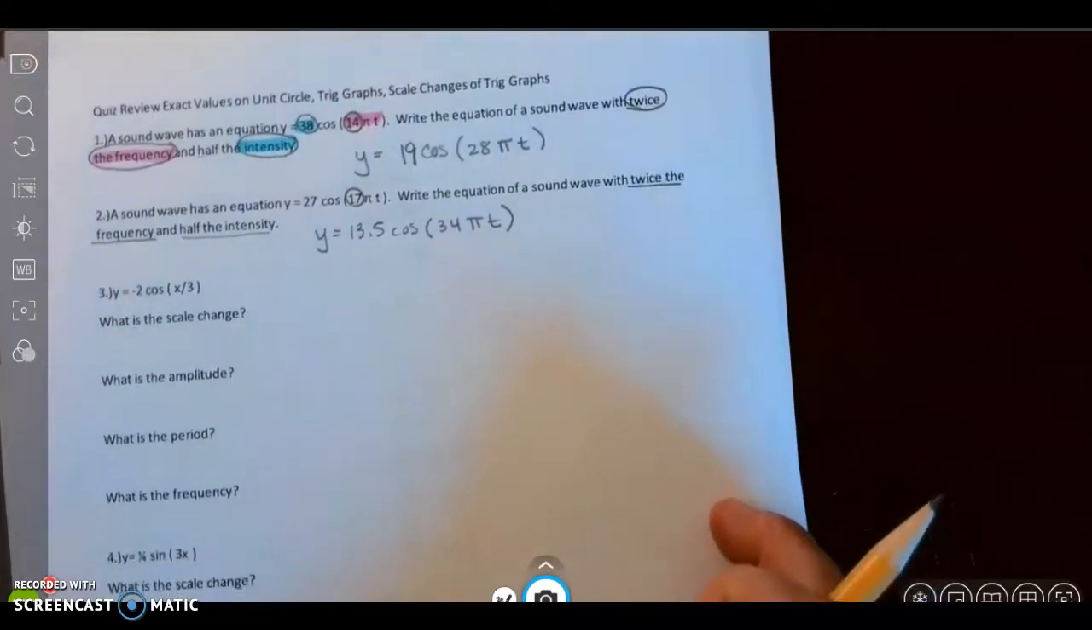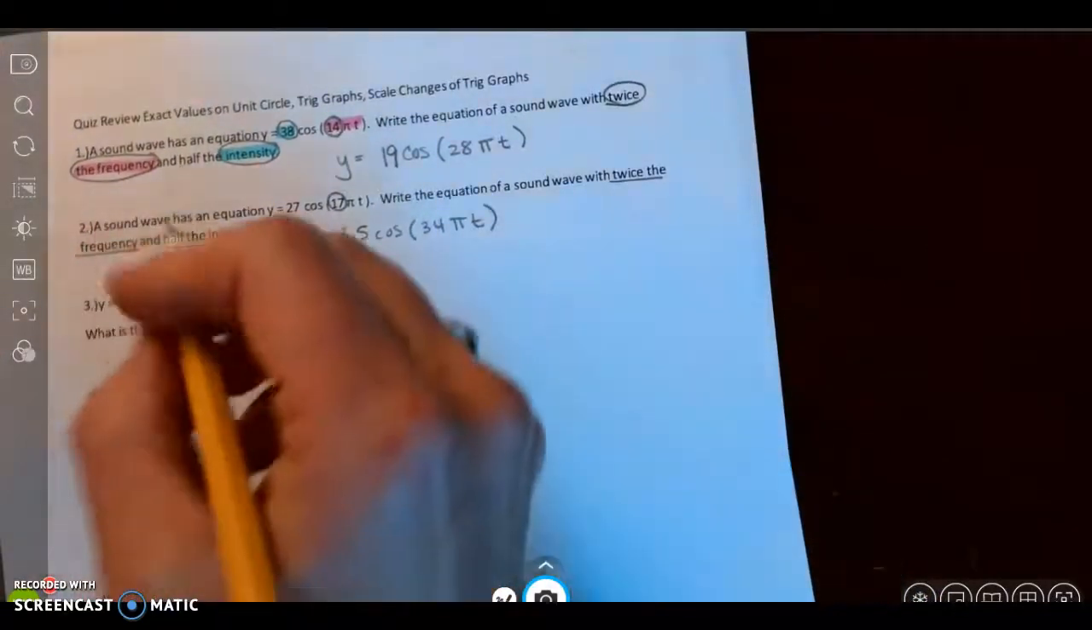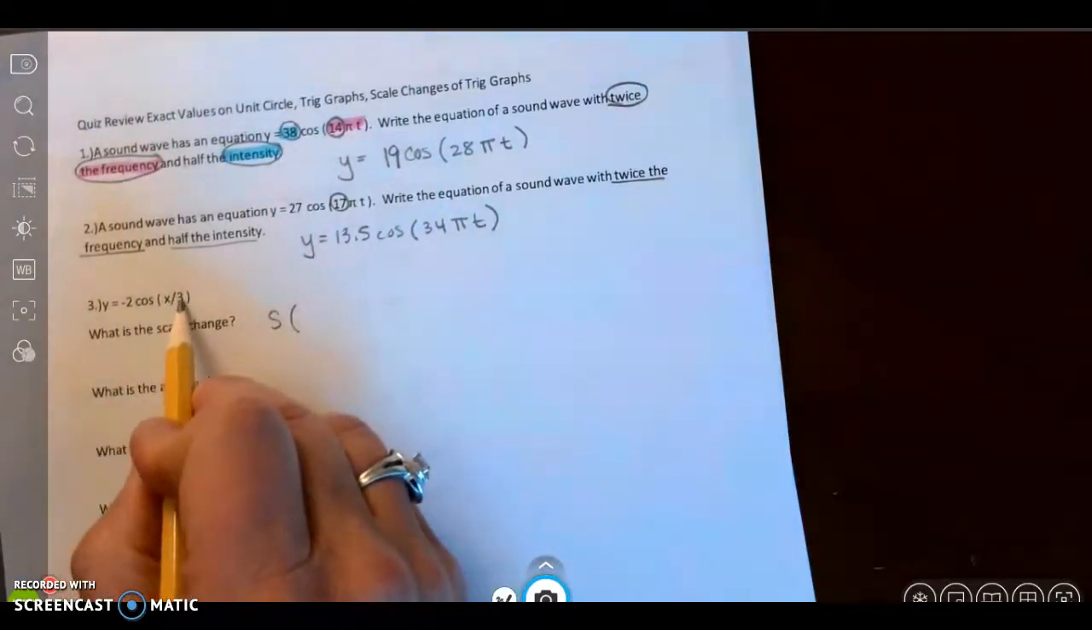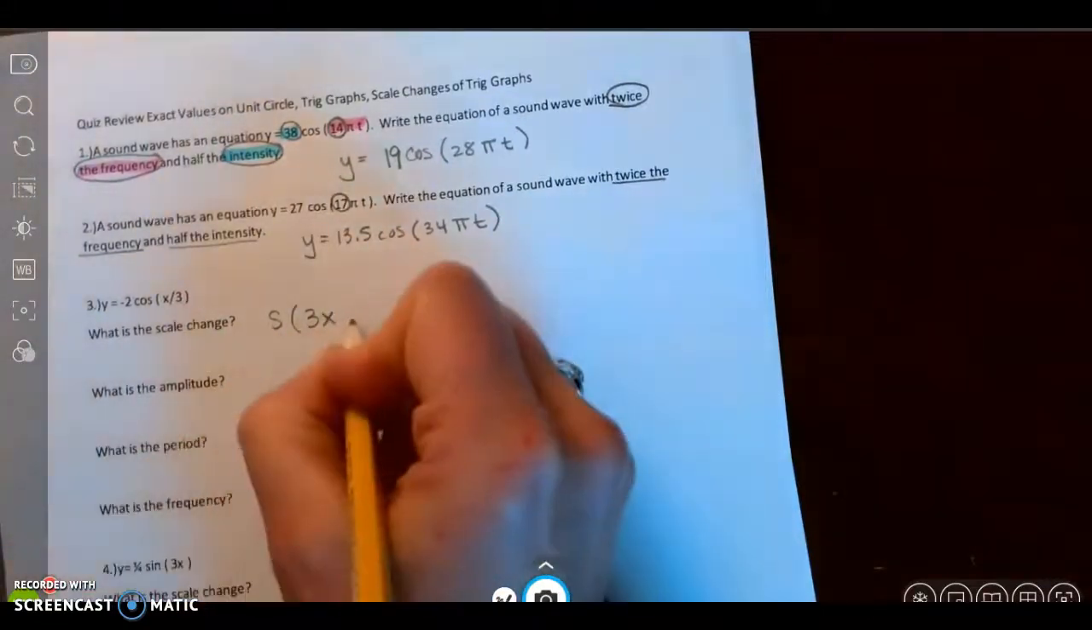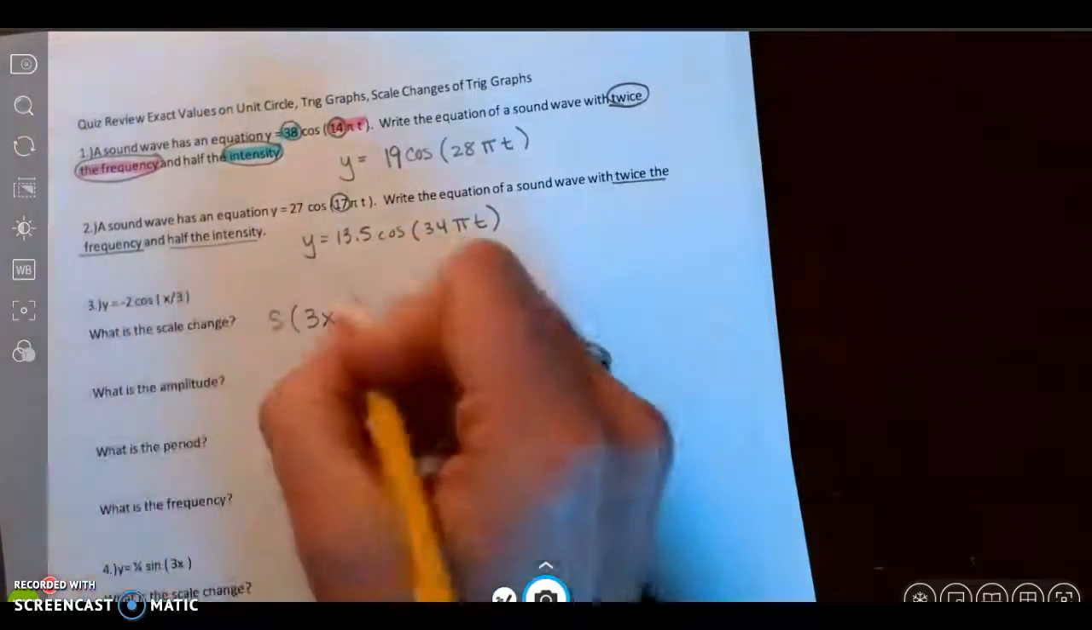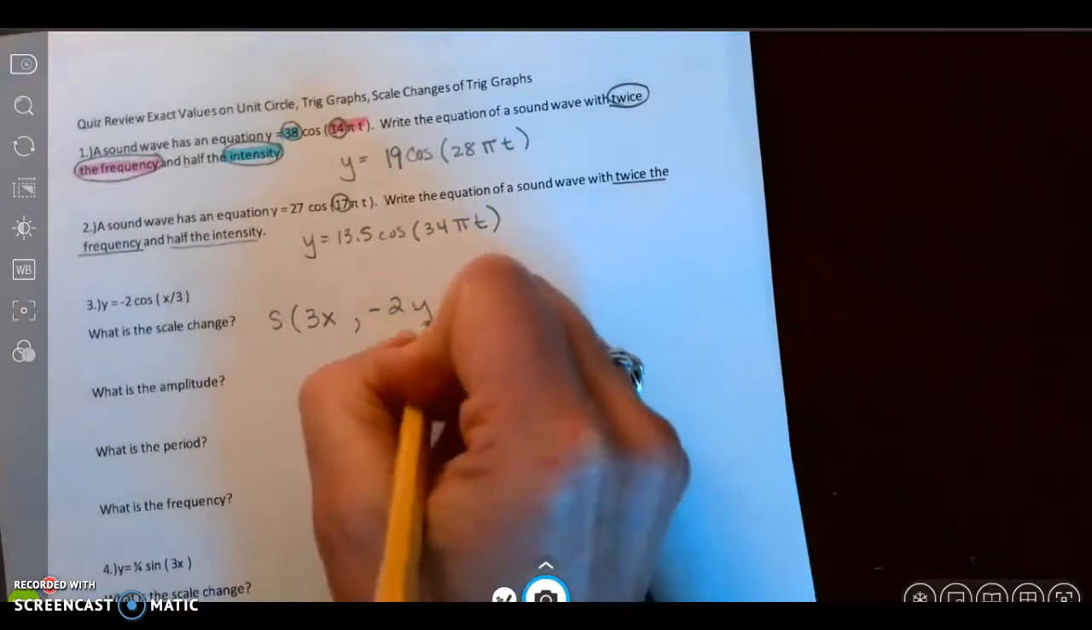We're given an equation and we're asked to find the scale change. Right, in the equation, x is divided by 3, which means in the scale change, x is being multiplied by 3, and the y is being multiplied by -2.